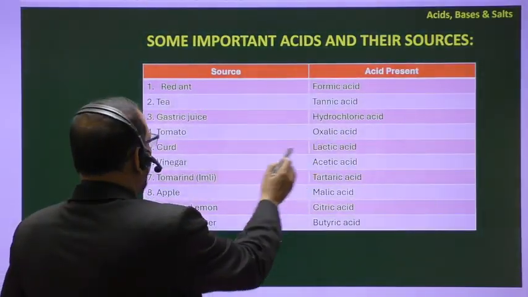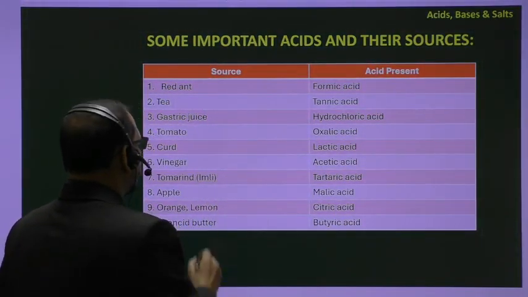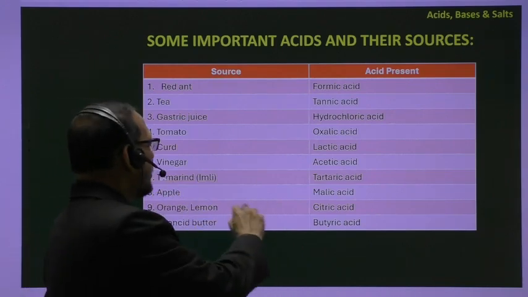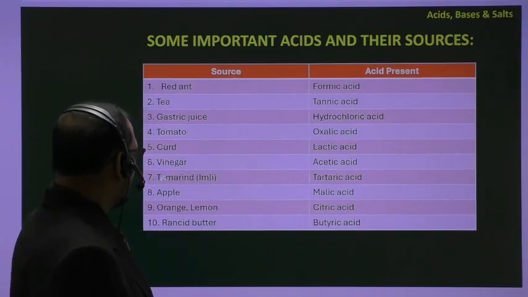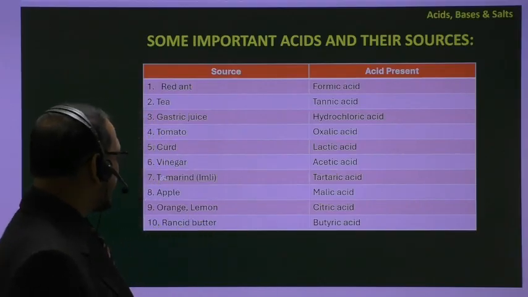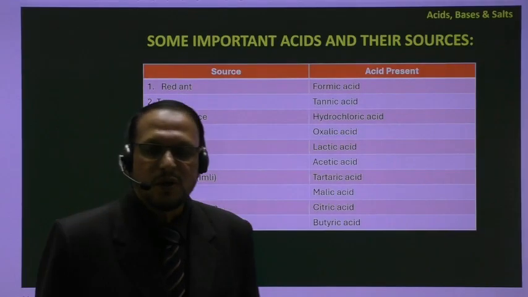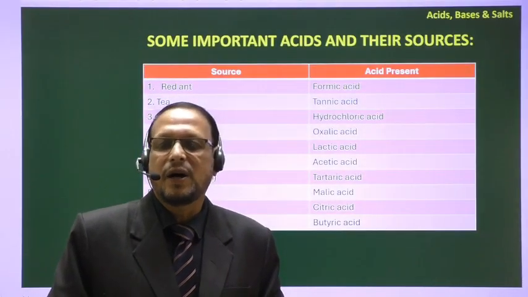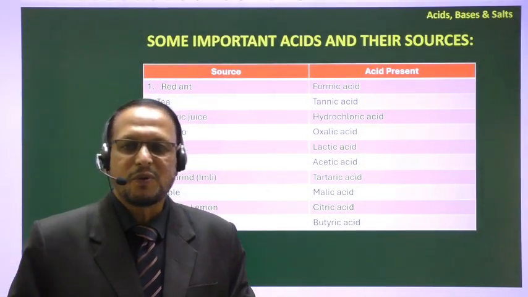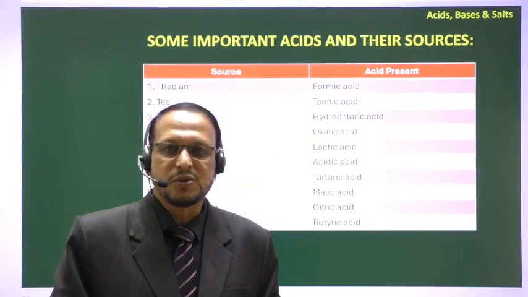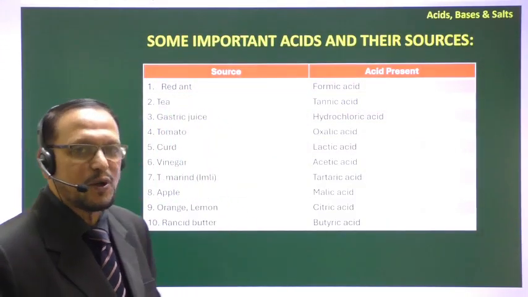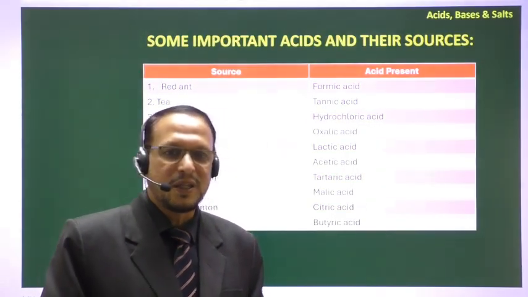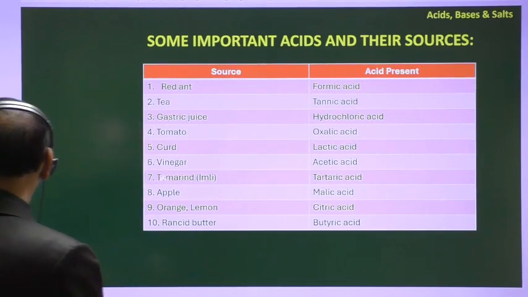Tomato contains oxalic acid, curd lactic acid, vinegar acetic acid, and tamarind, imli, tartaric acid. Apple has malic acid, orange citric acid, and rancid butter butyric acid. Tamarind is used when you take golgappa, so it is very tasteful. All of you enjoy when you go outside to the mall and have golgappa.